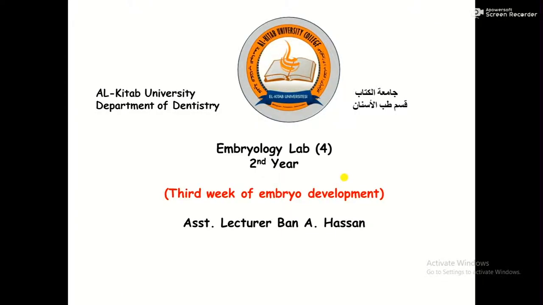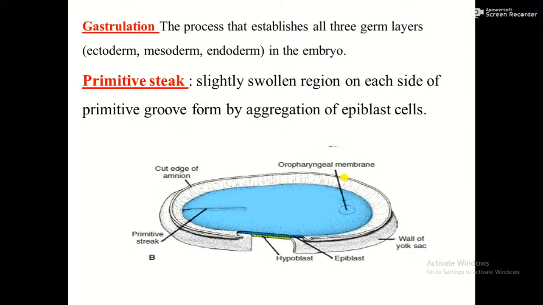Today we will continue with lab 4, and this week we have the third week of embryonic development. As you know, we've finished the second week of embryonic development, and we've mentioned some events that happen in the second week. So this week we will have another group of events, I mean what will form in the third week, but we will take it as some definitions or events, and you're going to study it in detail in the theoretical embryology lectures.